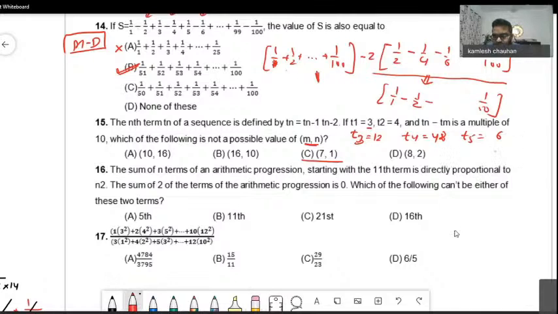So T6 is 8. T7 is 8, sorry, T8 is 4. This is how it will go.